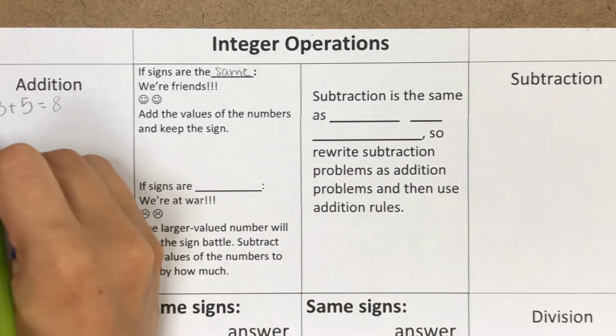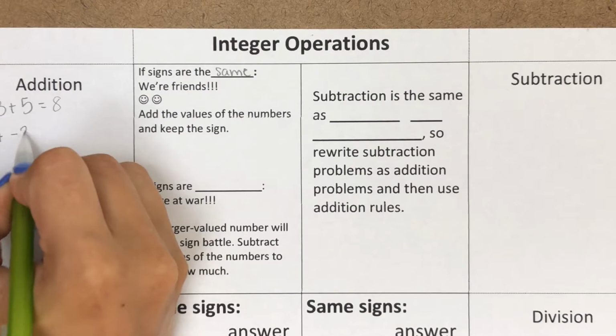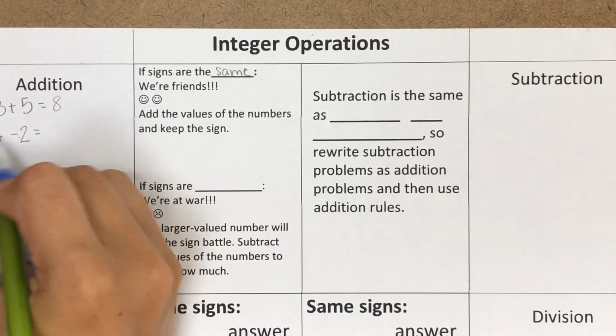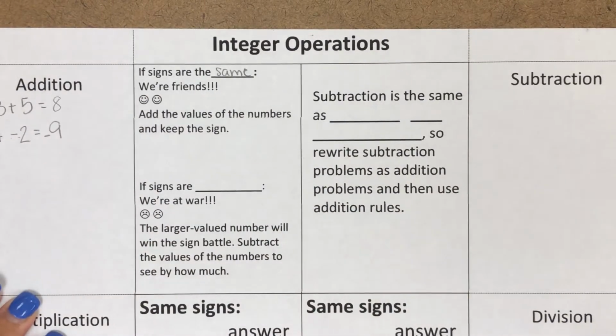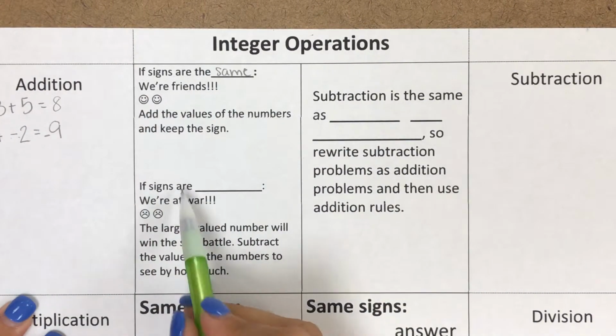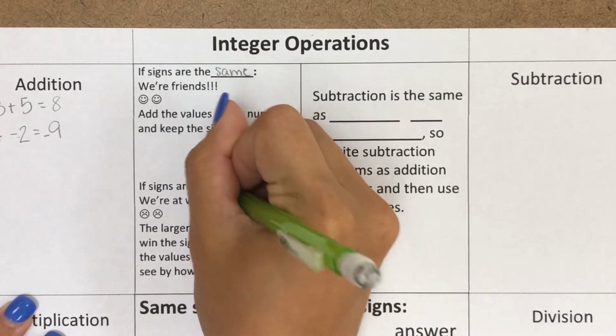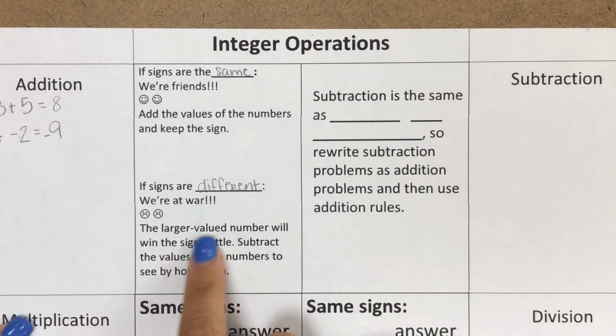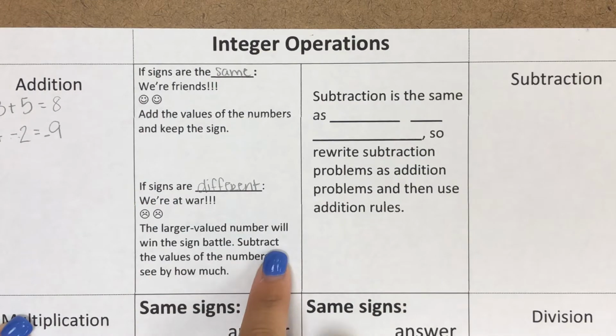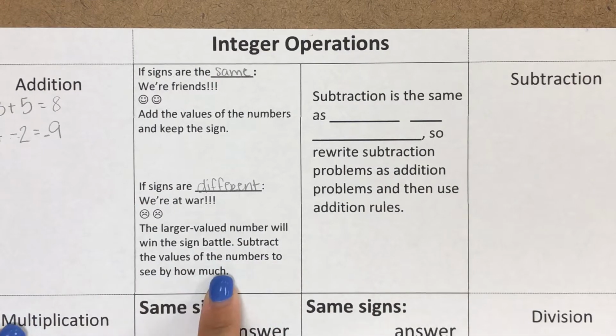Another one we could do is -7 plus -2. Notice they're both negative, so we add the numbers. 7 plus 2 is 9, and keep the sign, -9. Next, if the signs are different, we're at war. The larger value number will win the sign battle. We subtract the values of the numbers to see by how much.